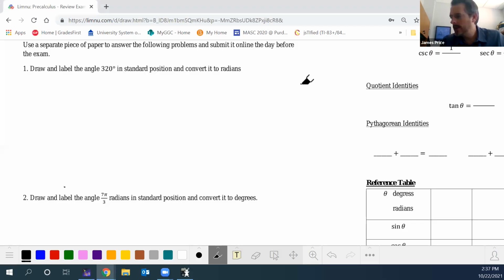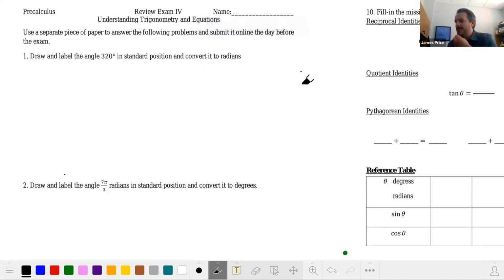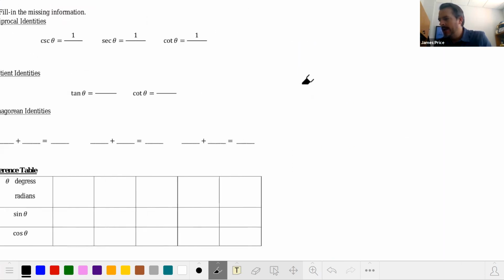All right, guys. So this is the review for exam 4, understanding trigonometry and equations. And we're going to work this review actually a little bit backwards. So let's go to number 10 first, and let's just fill out all this information here.